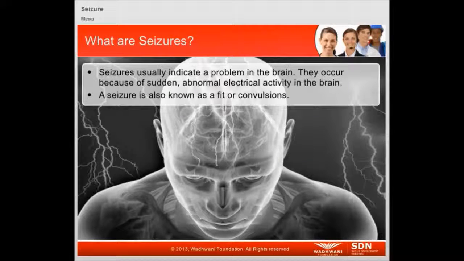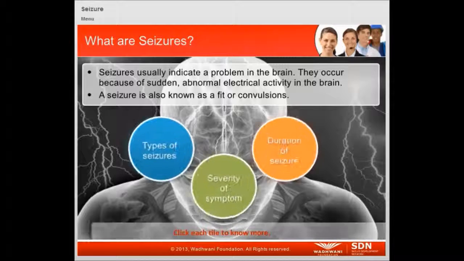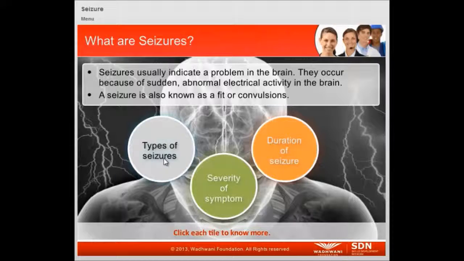What are seizures? Seizures usually indicate a problem in the brain. They occur because of sudden, abnormal electrical activity in the brain. A seizure is also known as a fit or convulsions. Click each tile to know more.